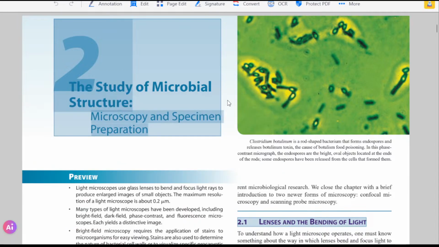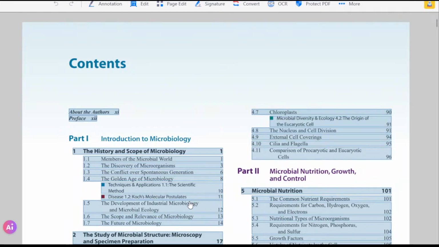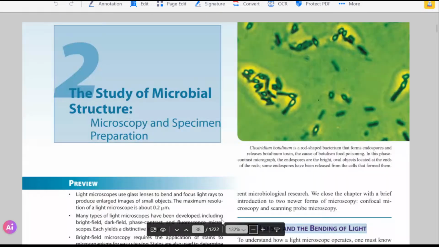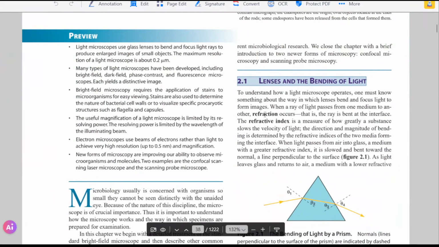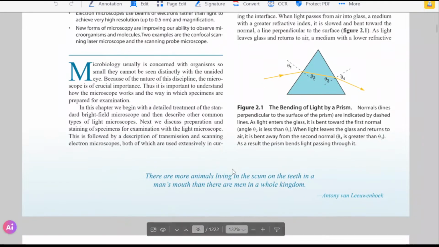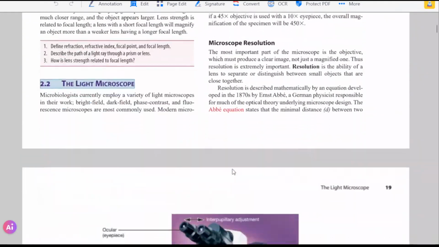Now, let's talk about this chapter. The study of microbial structure is not explained in this chapter completely, like the study of prokaryotic cells and eukaryotic cells. But how do we study this microbial structure? This is explained in this chapter, and that is by microscope and everything, starting from the lenses. Look at this, from lenses to the working of the microscope is told to us.